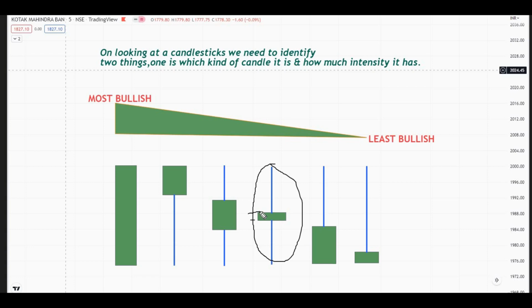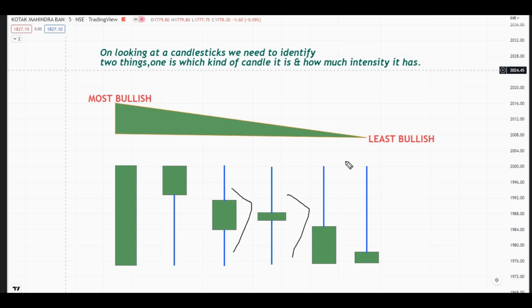Okay. And the next candle is type of a doji candle where the opening and closing price are somewhat similar, but it is still a bullish candle because the opening price is lower than the closing price. Closing price is higher than the opening price, that is why this is also a bullish candle, but it is less bullish than this candle.